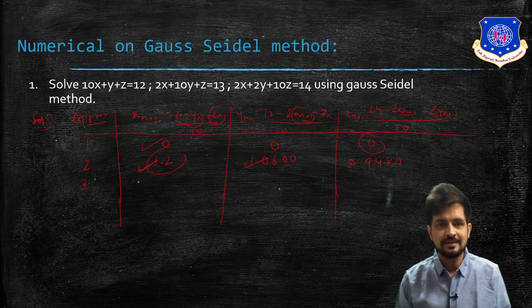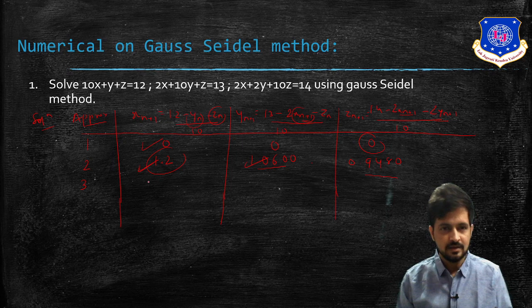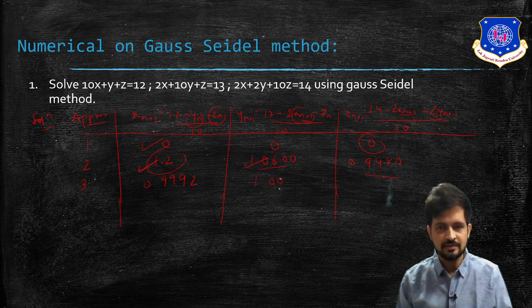Now xn plus 1. Which are the latest values of y and z? These are the latest values of y and z, so you have to use these. My answer will be 0.9992. Here again use the latest values, so you can find the answers 1.0054, then 0.9991.